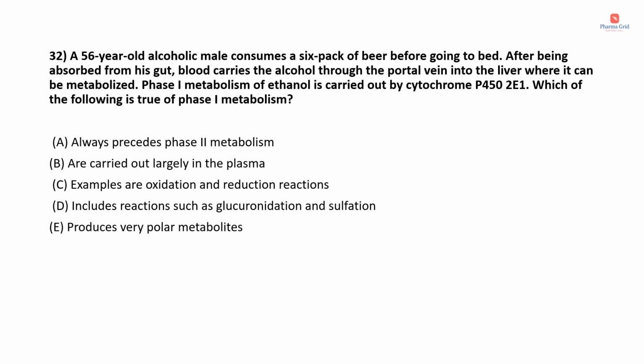We know that metabolism consists of mainly two phases, that is phase 1 as well as phase 2, and here we need to find out the true statement about phase 1 metabolism. Now let's see the options. Always precedes phase 2 metabolism, are carried out largely in the plasma, examples are oxidation and reduction reactions, includes reactions such as glucuronidation and sulfation, produces very polar metabolites. So the true statement regarding phase 1 metabolism, or the correct answer, is option C, that is, examples of phase 1 metabolism are oxidation and reduction reactions.